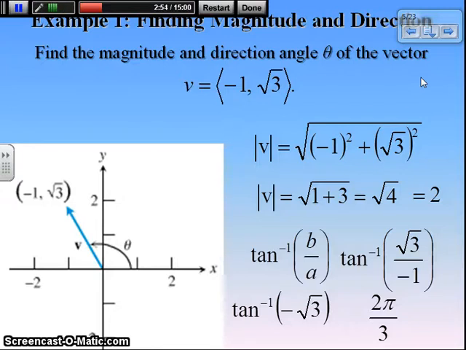Now technically what that would give me is just pi over 3. But pi over 3 would assume a first quadrant answer, or negative pi over 3 would assume a fourth quadrant answer. But it's very clear that this is in the second quadrant. So I get that 2 pi over 3 from the unit circle in the second quadrant.